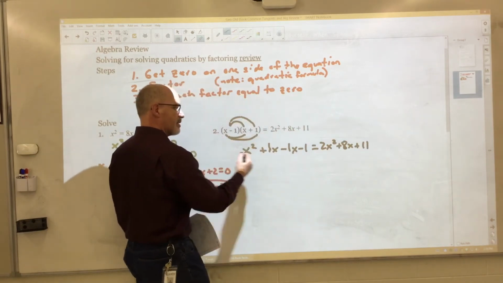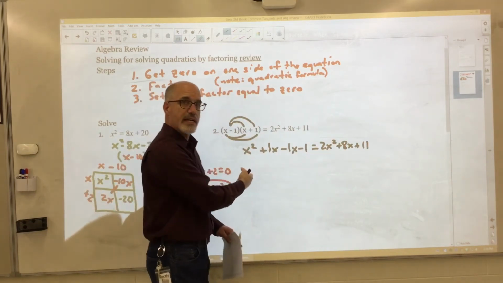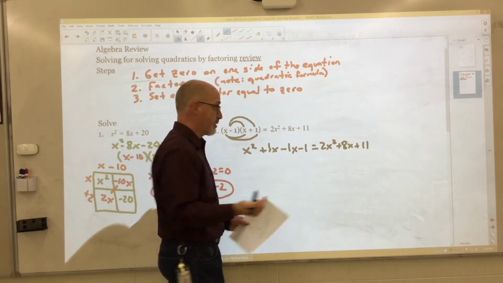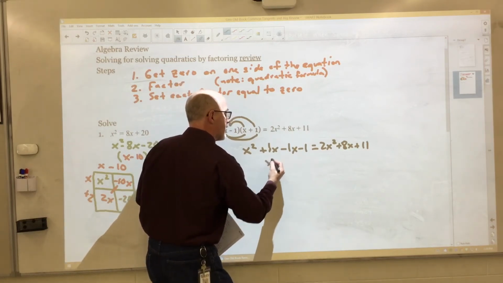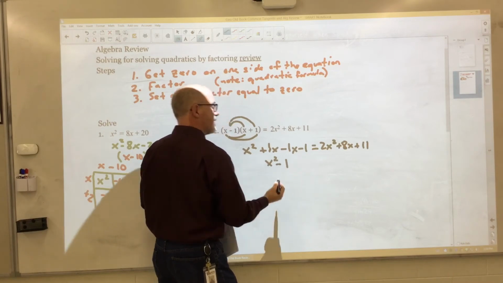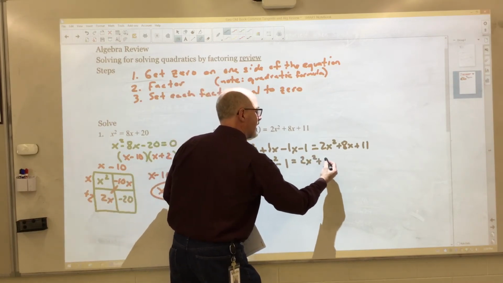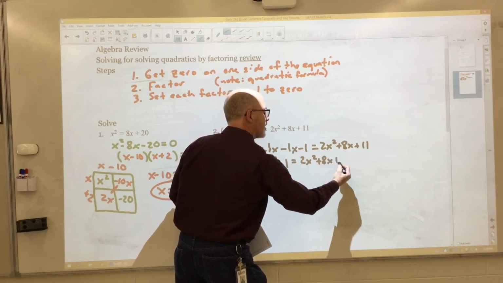Okay, now simplify on this side. Notice the 1x and the negative 1x are similar terms. When I add them, I get no more x's. So I have x squared minus 1 on this side equal to my 2x squared plus 8x plus 11.